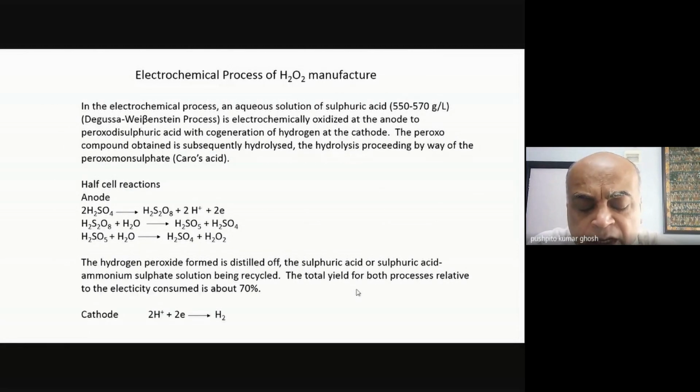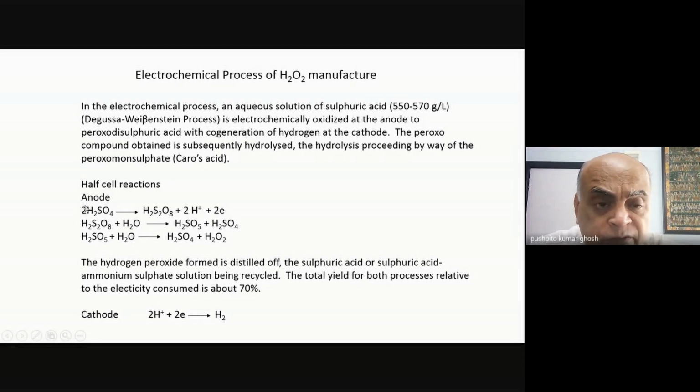Throughout this lecture, you would have seen in all the classes that every time I'm trying to give you more than one option for how something is made. And the same is true about hydrogen peroxide. This is one of the processes, not really that practiced. It's based entirely on electrolysis.